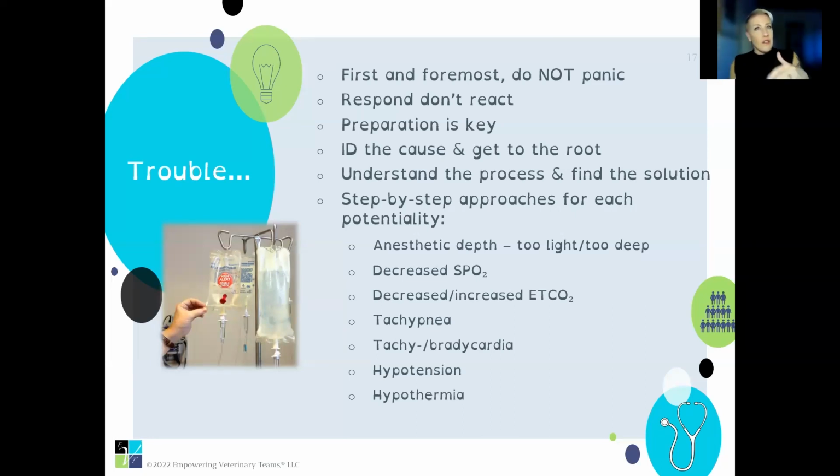If you have a decrease or an increase, are they breathing too quickly? Are they breathing too slowly? And then again, that's linked to other causes of the anesthetic depth or things of that regard. It could also be indicative of your endotracheal tube placement. So take your time and go back through what's going on.